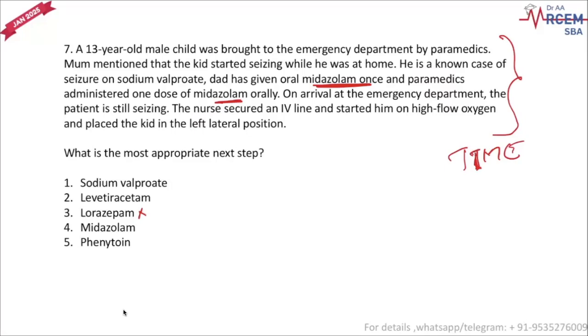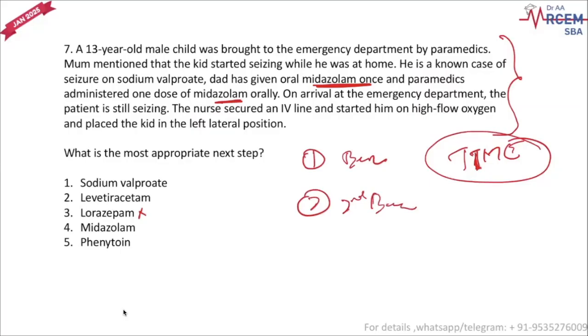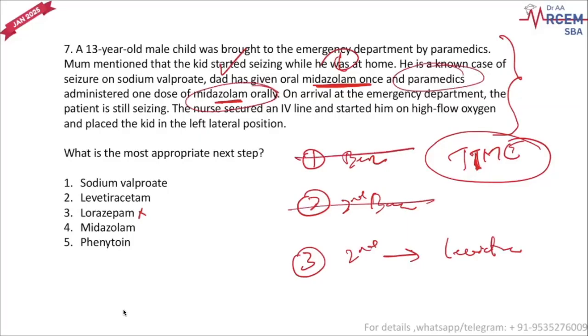So whenever they have not mentioned the time, go in a sequential order. What is the sequential order? First, give one dose of benzodiazepine. Second is a second dose of benzodiazepine. Third is second line of drugs. Second line of drugs for us is levetiracetam. Here, one dose of benzodiazepine is given by the dad. Another dose of benzodiazepine is given by the paramedics here. So you've already done this. So you're here. Levetiracetam is the right answer here. So the correct answer here is the second one.